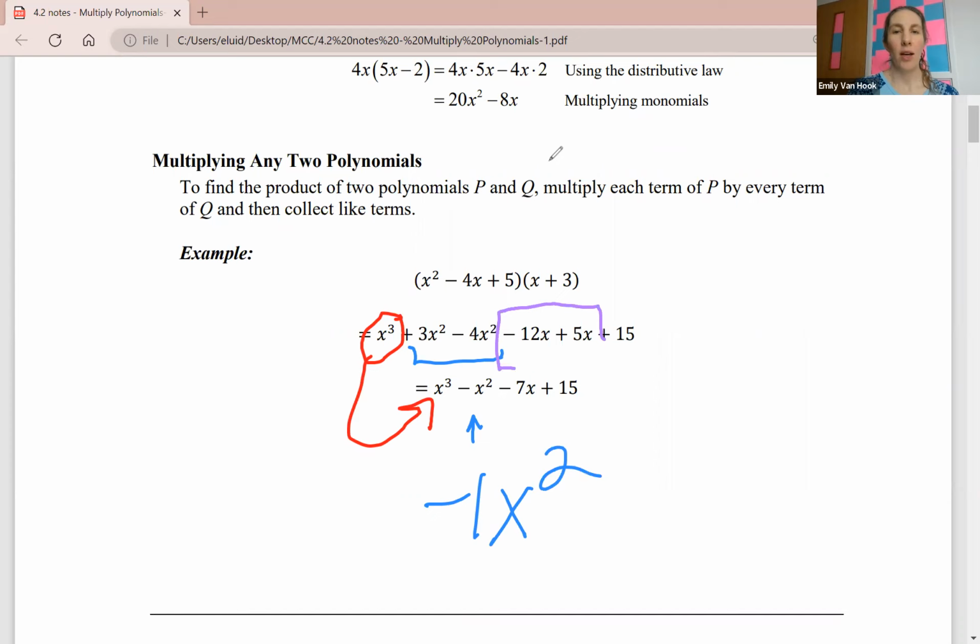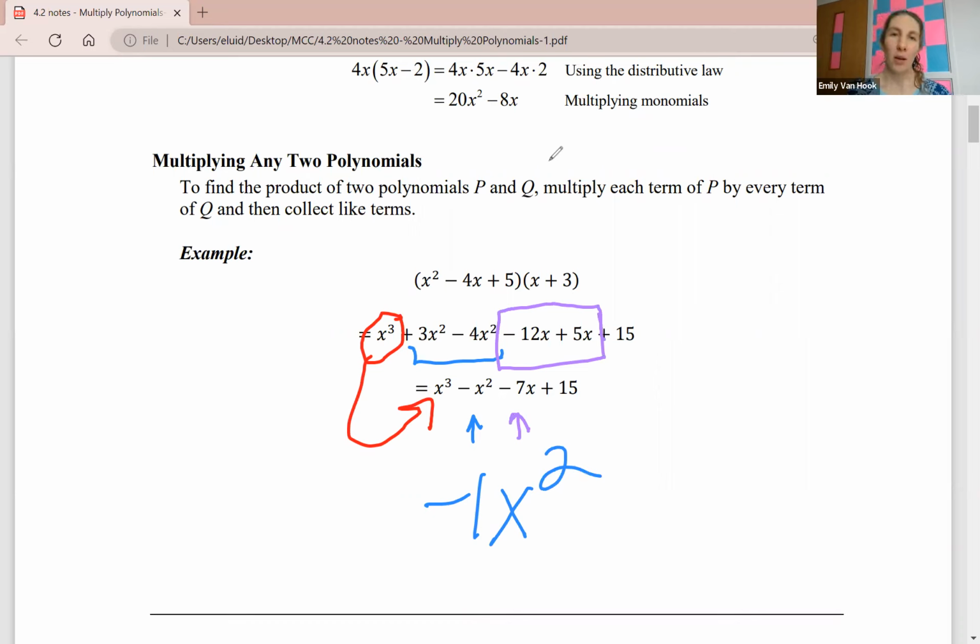And then the next terms that can be combined both have x. So minus 12x plus 5x. Make sure that 12 does have that minus sign in front of it. Treat it like a negative 12. So negative 12 plus 5 would be negative 7. So there's that minus 7x. And finally, you have a constant term at the end. That's just the regular number plus 15.